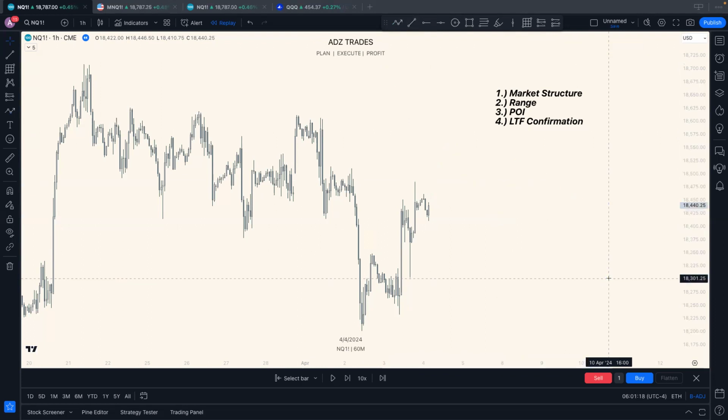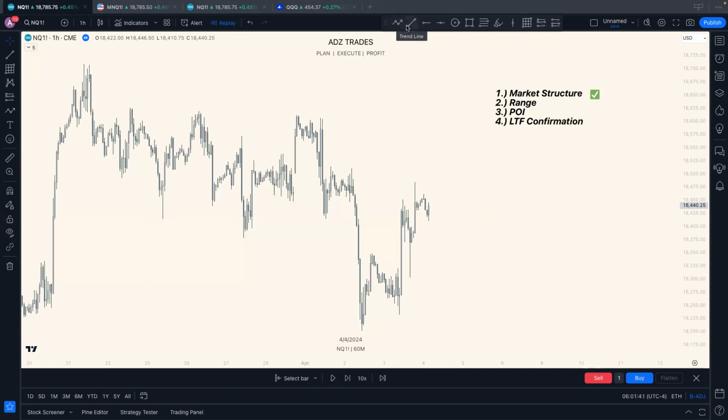So sweet. I've got my market structure, which is bearish. So that means my bias is bearish and I should be looking for sells for today. Perfect. Now that's the first box tick. Now the second box is I need my range. So now I know that my market structure is bearish, I want to see my most recent trading range, my swing high to my swing low.